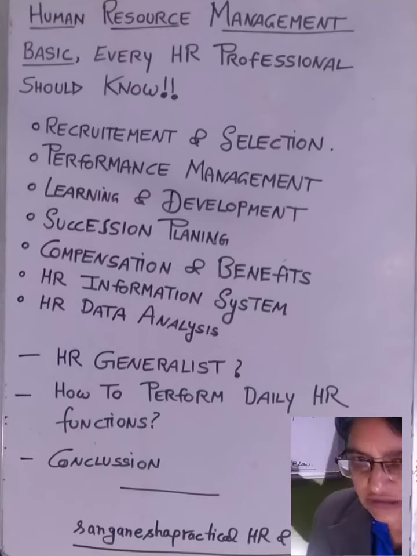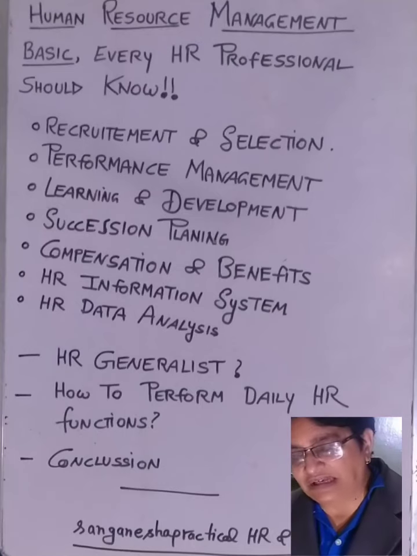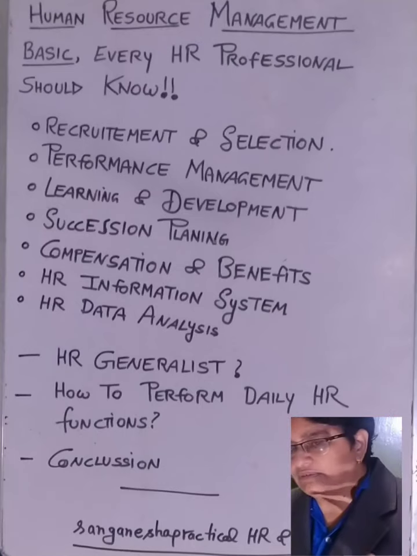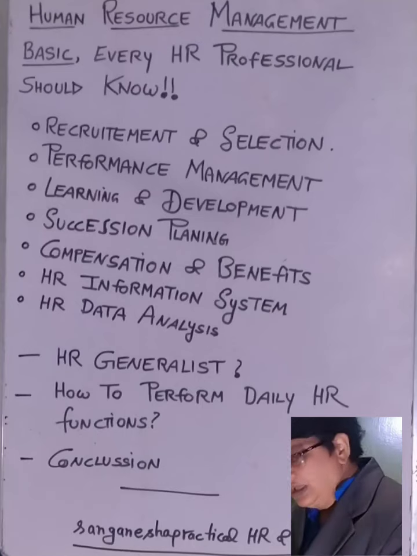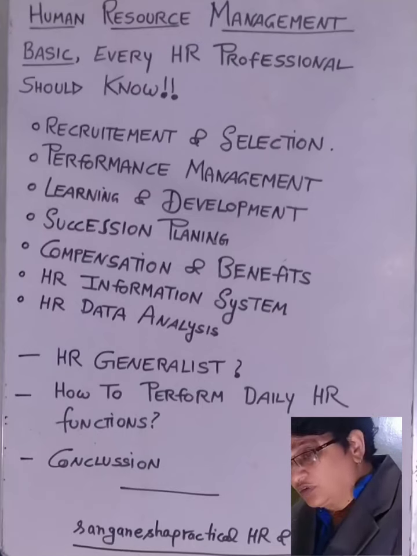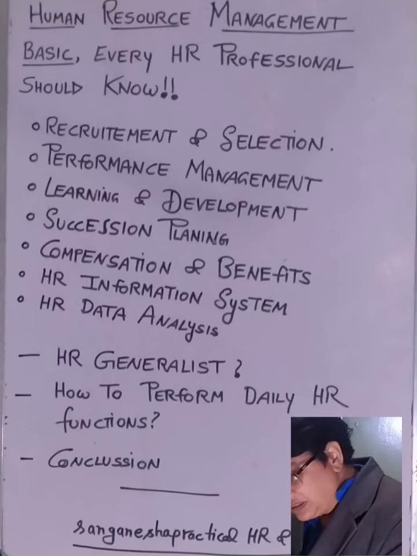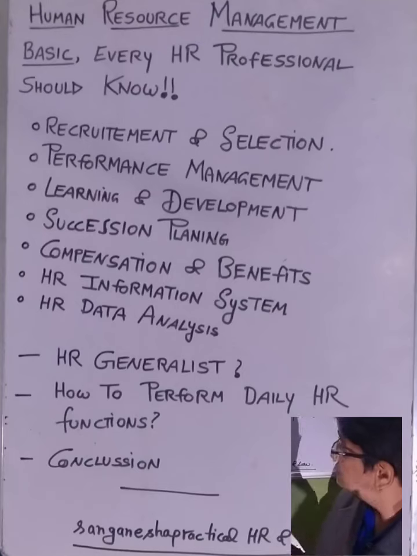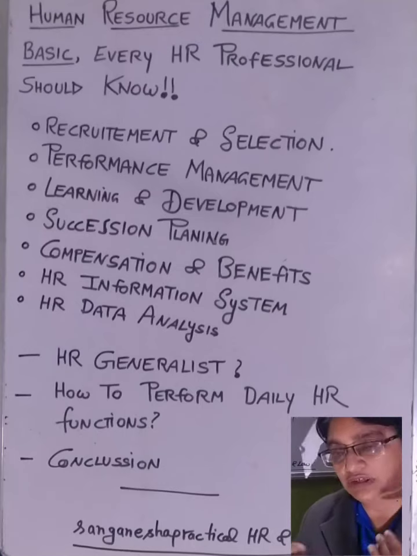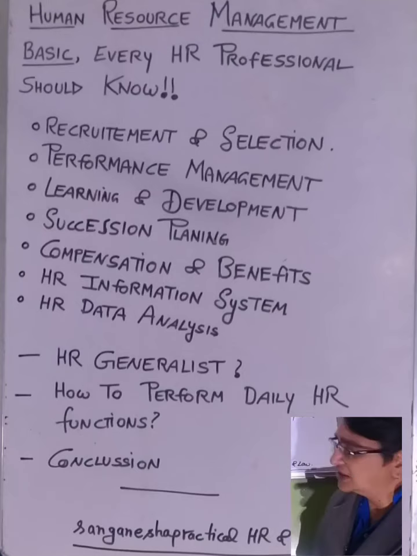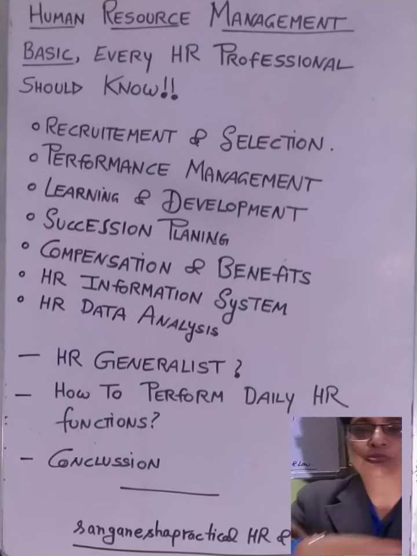Conclusion: human resource management is the practice of getting the best from each and every employee by recruiting the best suitable person from the market. Then, after giving induction or various trainings, make him or her familiar with the company. HR policies are there, a performance management system is there, a learning and development system is there, and the best compensation package as per the prevailing market rate is required to be given. Then HR information system and HR data analysis. These are the main functions of the HR professional.